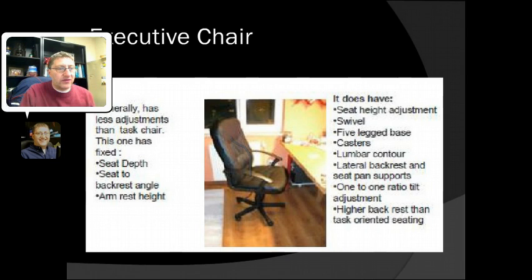And notice the back really doesn't adjust much at all. Probably the only adjustment you're going to find in this chair is the height of the seat pan, and that's it. One adjustment. Think of all the other areas that your body's contacting and all the potential for it being a poor design for you.